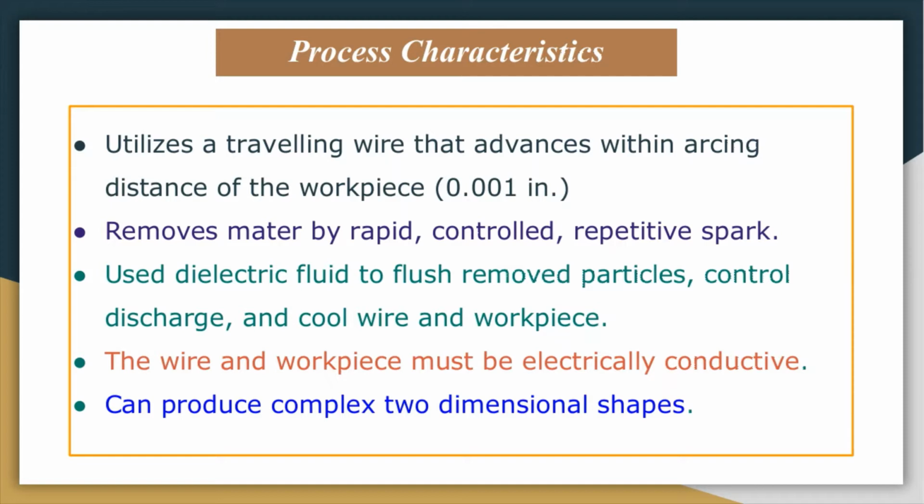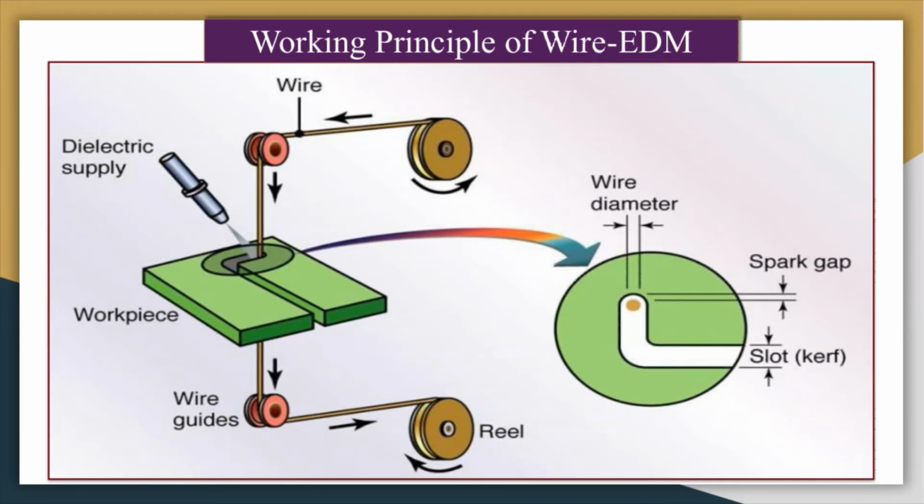Okay, so let us start the working principle. In this schematic diagram I have shown the basics of the wire EDM process. You can see here there is a work table, and on that the workpiece will be there. Again there is a nozzle which is required for the dielectric supply. Then we have to pass the wire, for that we require the take up reel and another reel.